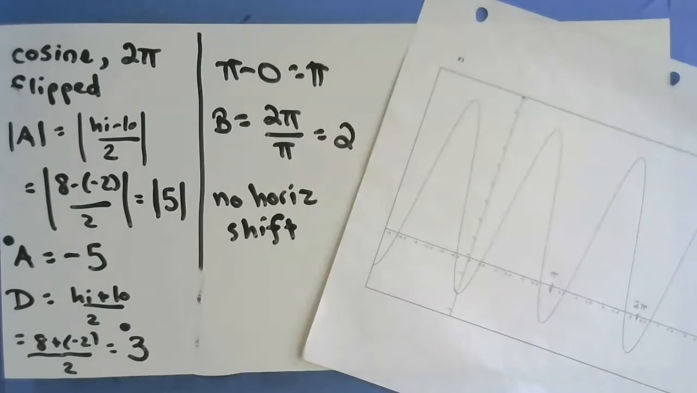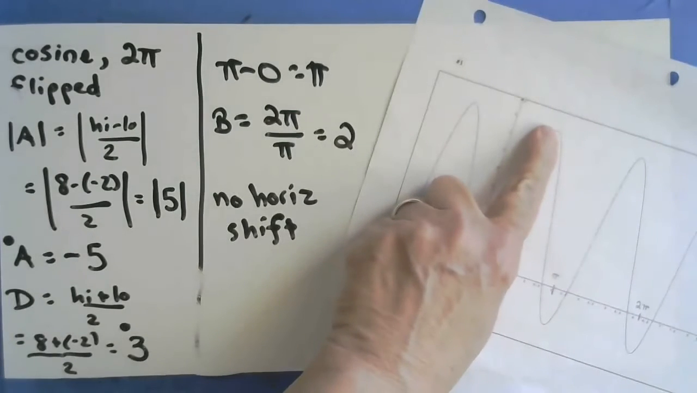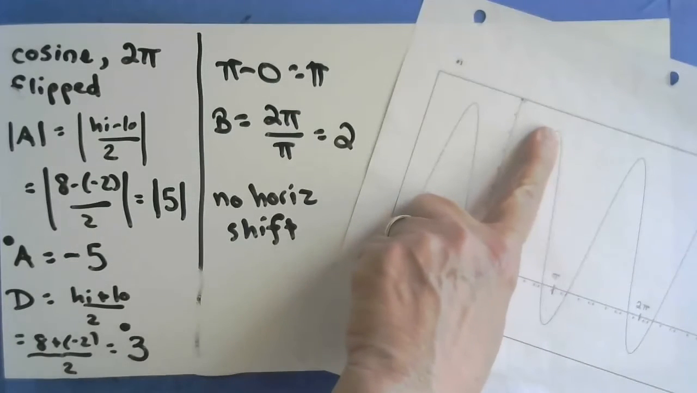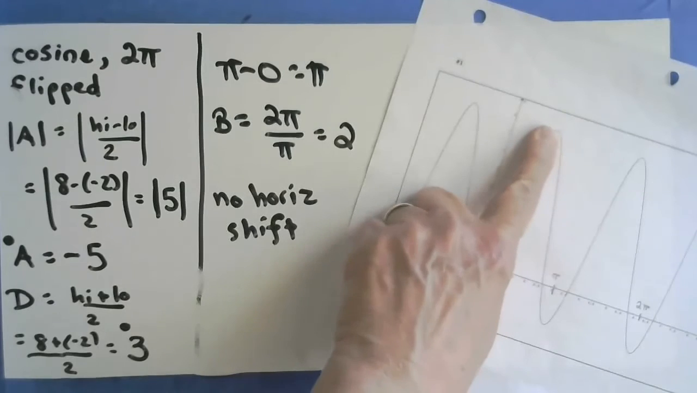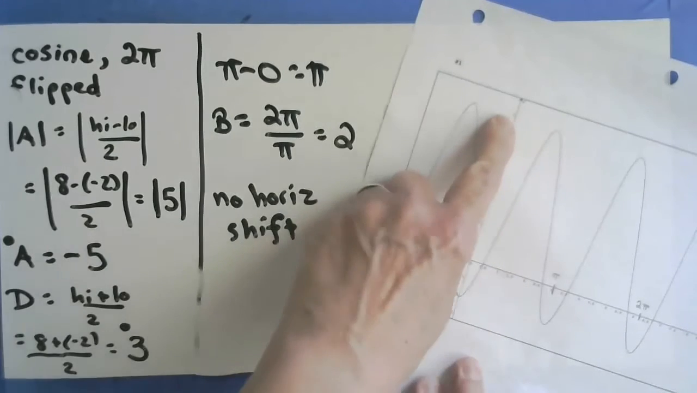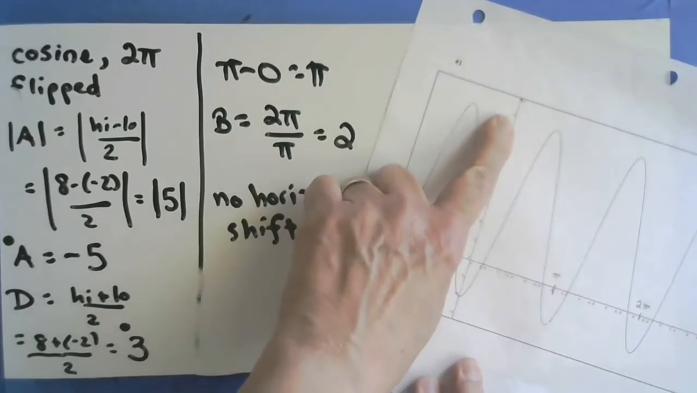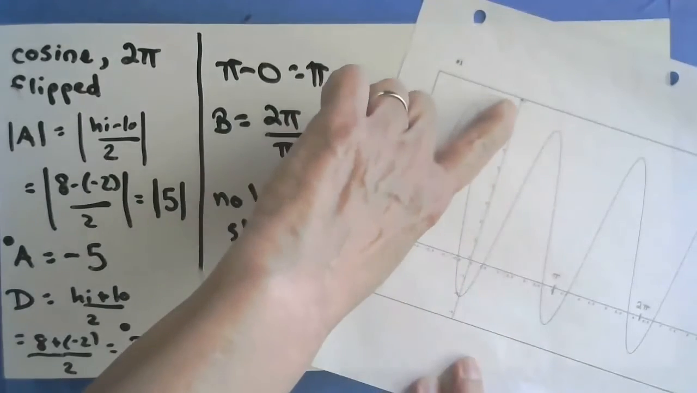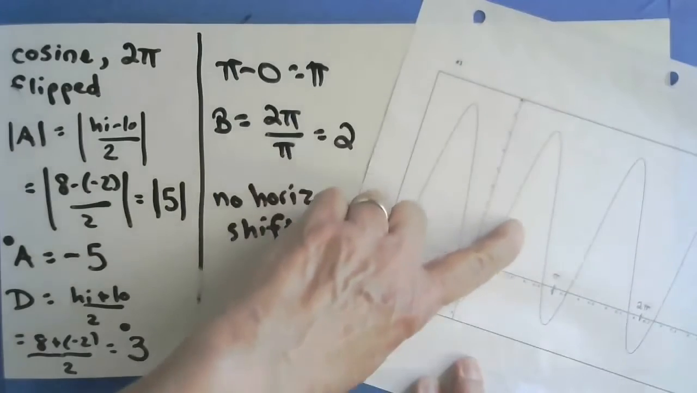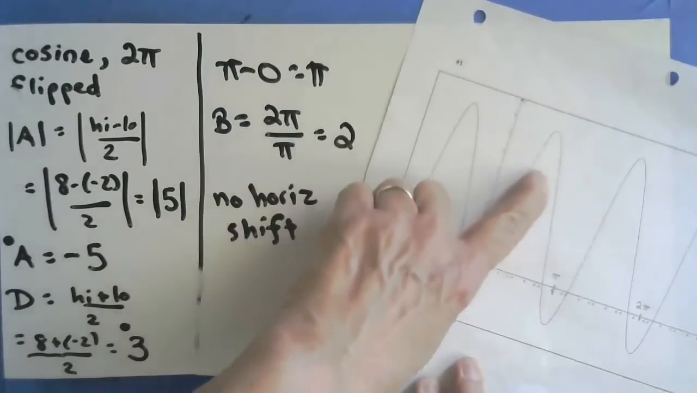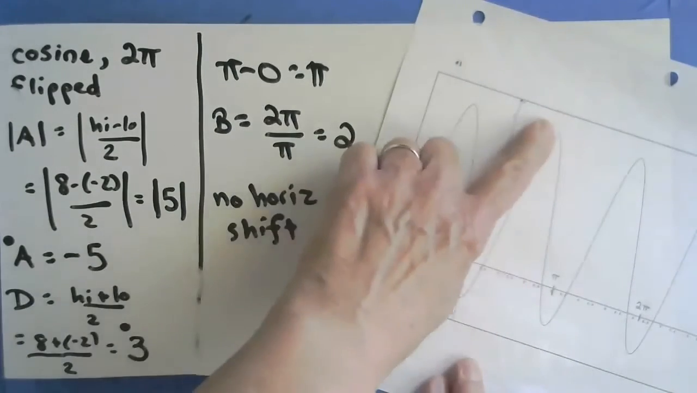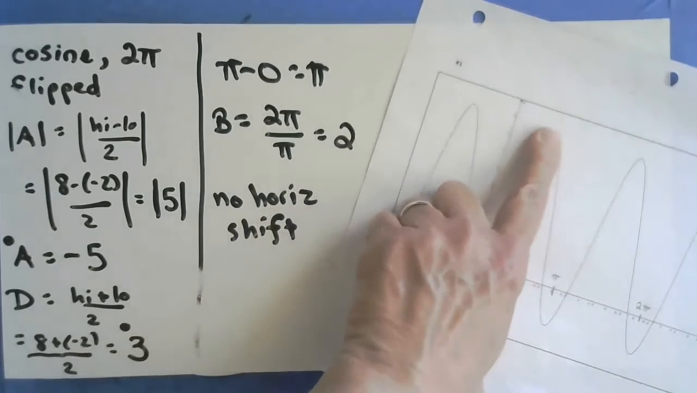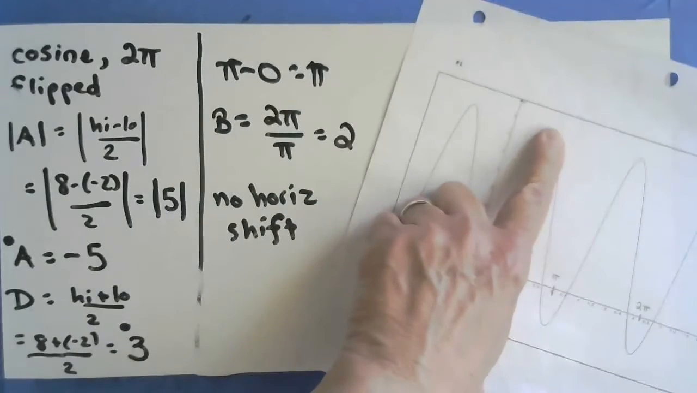If I had picked, for example, cosine and not flipped, then this could be the start of my cycle. This part would normally be sitting on the y-axis, so I would look at the distance from 0 to wherever that value is, which looks like about pi over 2. And I would say that's my horizontal shift of pi over 2.